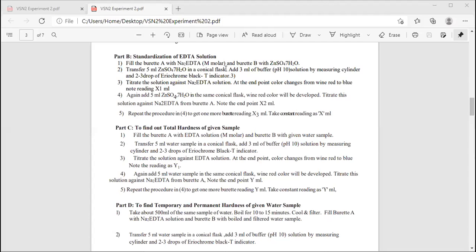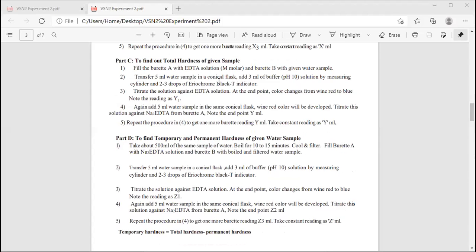So suppose you have been given a water sample in the beaker. Now for the second part, we have to determine total hardness. So that basin water which is given to you, you have to fill in burette B. In burette A, again the same EDTA. Fill burette A with the EDTA and burette B with the basin water, and take 5 ml of that basin water in a conical flask with the help of the burette. Add 3 ml of buffer solution with the help of a measuring cylinder. Do not use a pipette, otherwise your throat will be burnt completely.